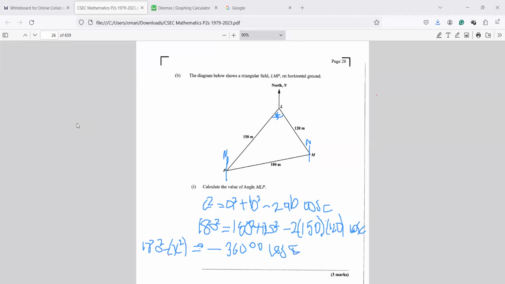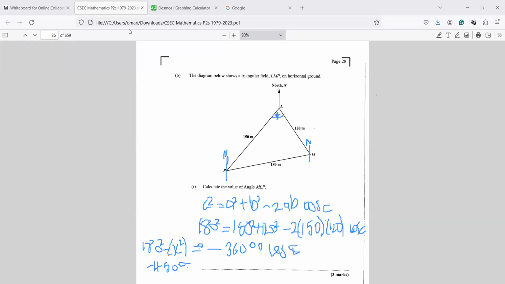So the value on this side, once you've simplified this, should give you 4,500, yes. So it would be negative 4,500. And the reason it's negative is because the x squared will be greater than the value that's on this side, right? Yeah, that's correct. All right, so we have negative 4,500, and that would be equal to negative 36,000 cos C.